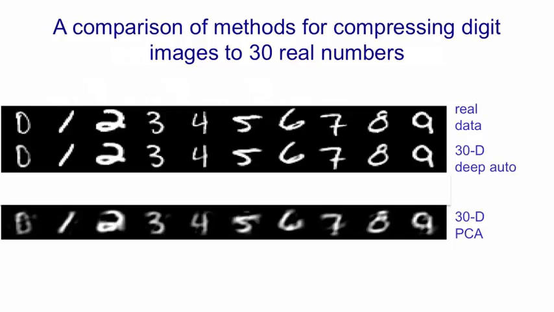If you compare that with linear principal components analysis, you can see it's much better. A linear mapping to 30 real numbers cannot do nearly as good a job of representing the data.